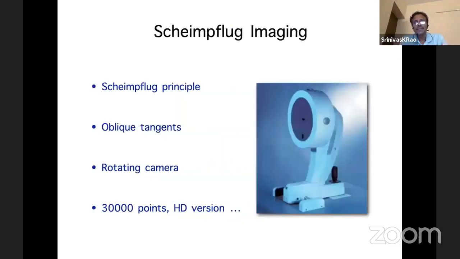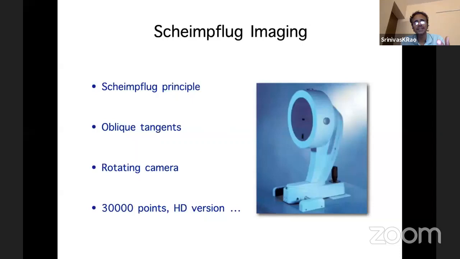To overcome this, we finally came to the Scheimpflug devices, which we're using now. So the Pentacam is one of these. There's another one called the Sirius, which I personally use. And there's another one called the Galilei. And I'll tell you the differences between the two. We'll talk about the Pentacam and the Sirius more.